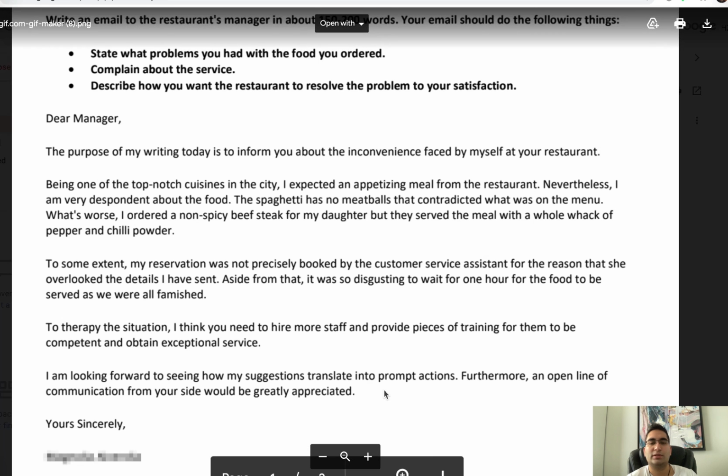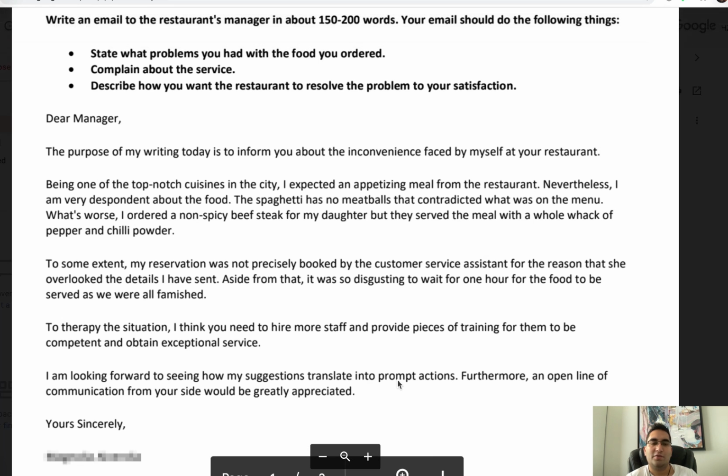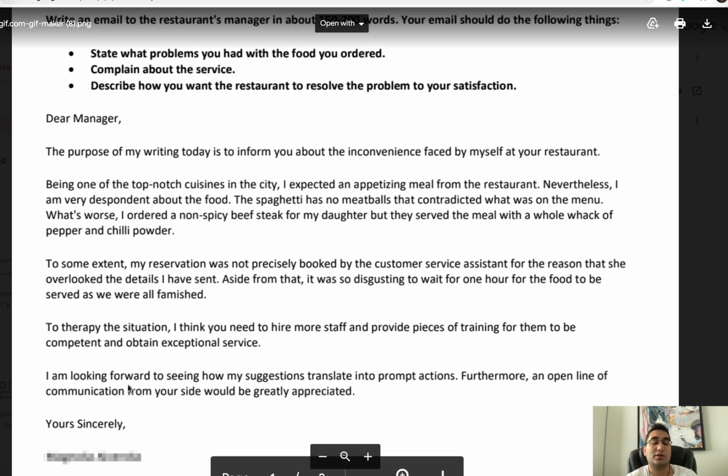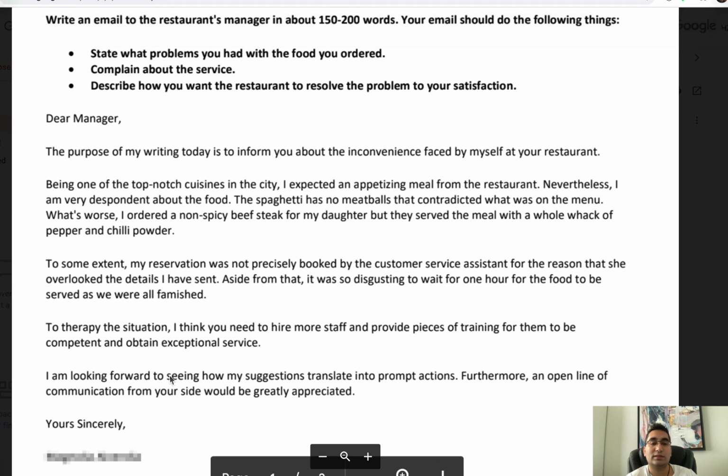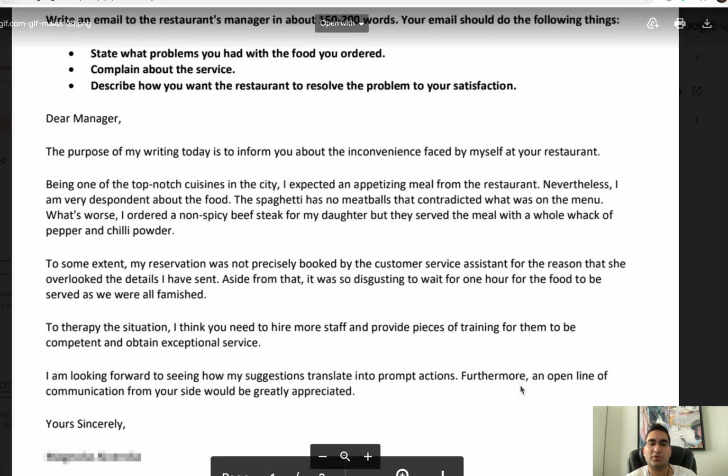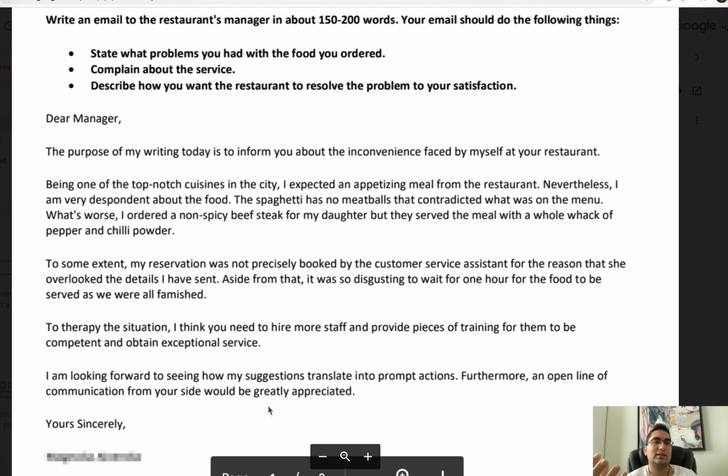I'm looking forward to seeing how my suggestions translate into prompt actions. Fancy word, and she's not just saying, I'm looking forward to meeting you, but seeing how my suggestions translate into, fancy way of saying this, fancy phrasing. People don't ever use that actually. Connector, nice conjunction. Furthermore, an open line of communication from your side would be greatly appreciated. Again, not saying something simple like get back to me, but saying fancy words.